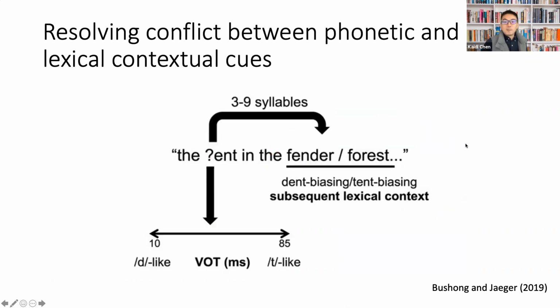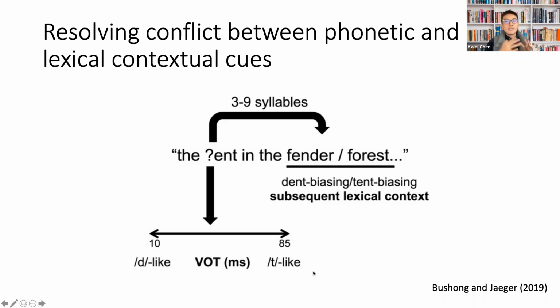All right. So Bouchon and Yeager examined how listeners integrate phonetic and lexical cues over time in cases where these cues conflict, and also in cases where these cues converge. Here is their experimental paradigm. On a given trial, listeners heard a token from a dent, tent continuum. It was manipulated by VOT from 10 milliseconds to 85 milliseconds, as you can see here.